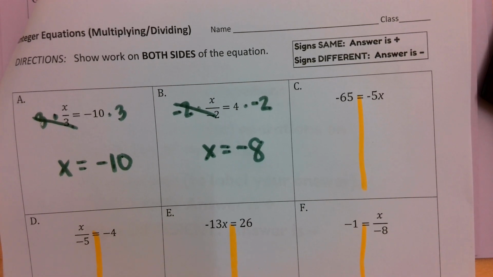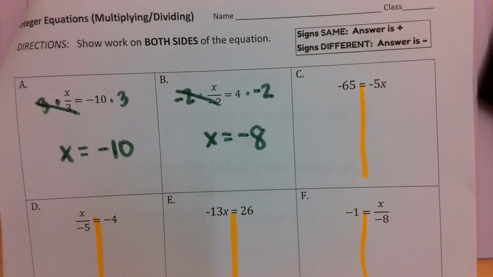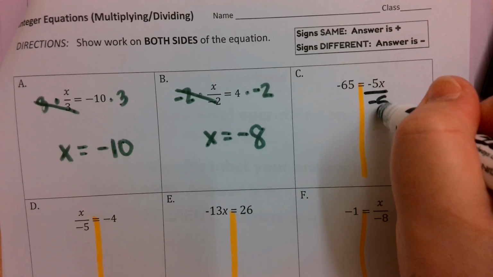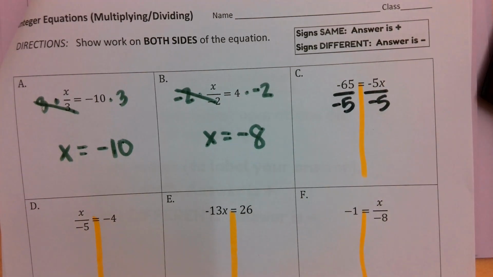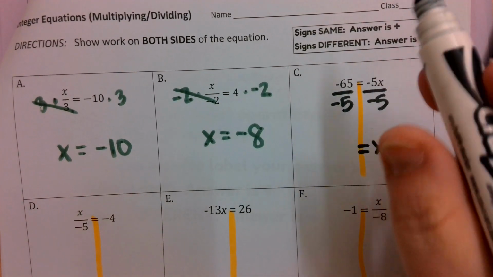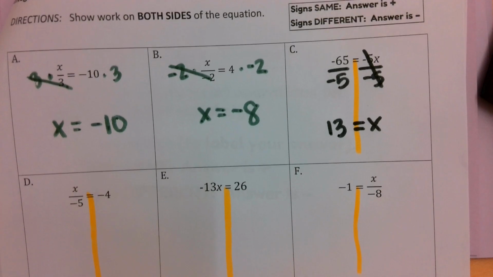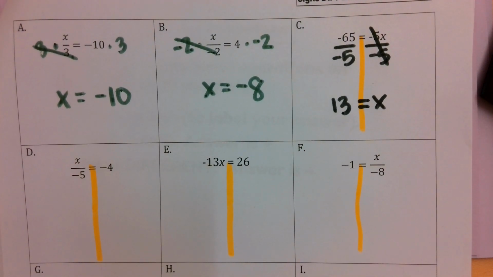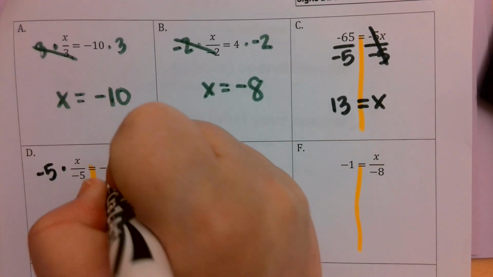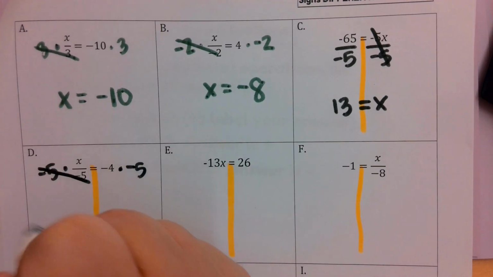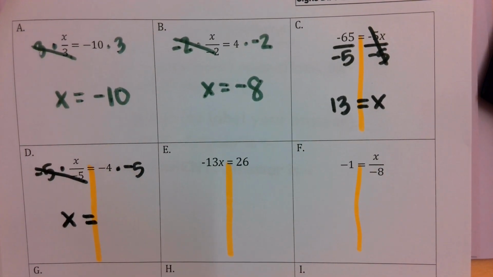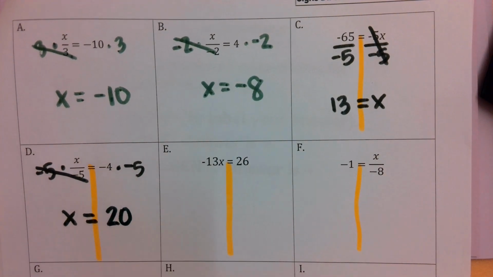All right. C, try it on your own. All right. Divide by negative 5, divide by negative 5. Make sure you're showing that work. x equals 13. D, try it on your own. Times by negative 5, times by negative 5, cross it out. Negative 4 times negative 5 is positive 20.